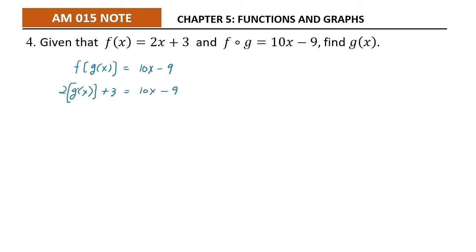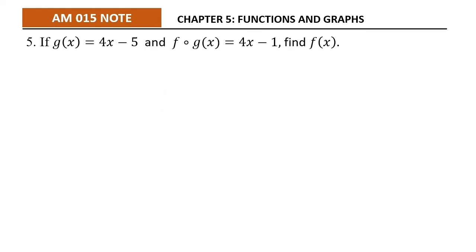We need function g, so numbers or any sign before g must move to the other side. 2g(x) equal to 10x minus 12, and then g(x) equal to 5x minus 6. 10x minus 12 divided by 2, so we have 5x minus 6 as g(x).